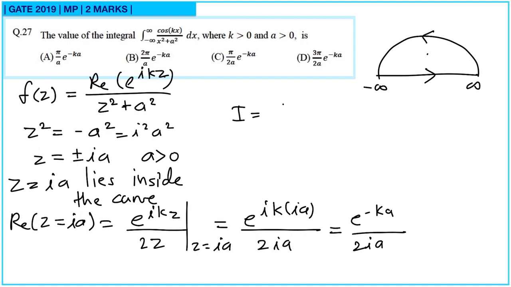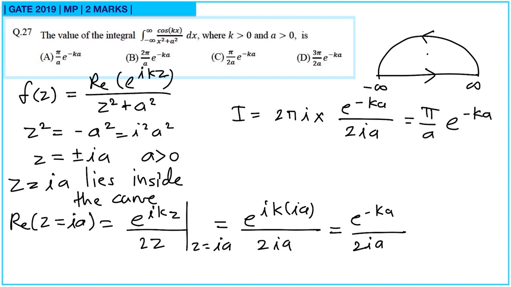Now the value of the integral is equal to 2 pi i into the sum of residues. Here it is e raised to minus ka upon 2ia. So 2i will cancel out. This is equal to pi by a e raised to minus ka. So option A is correct.